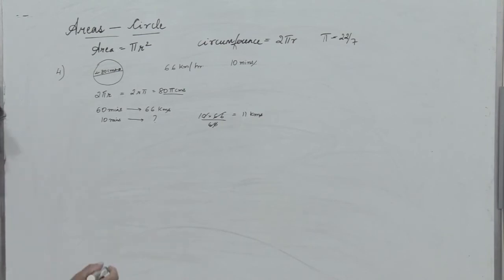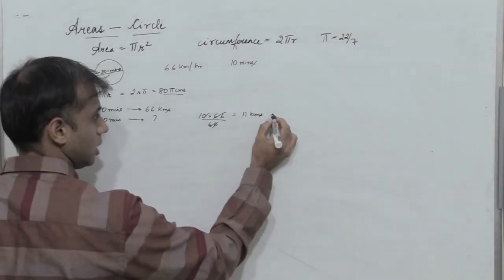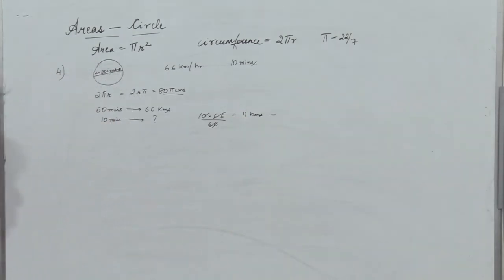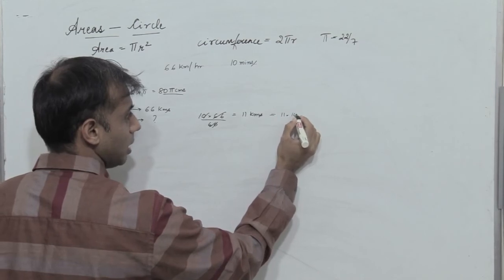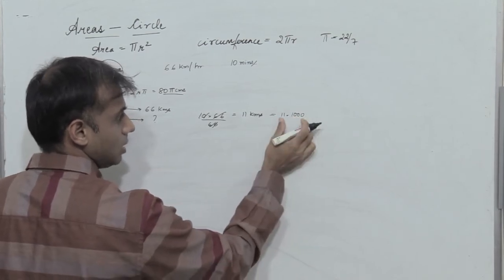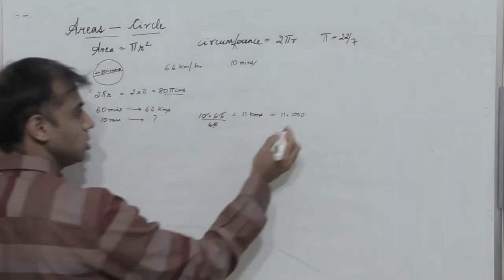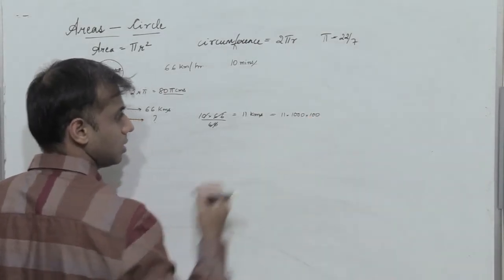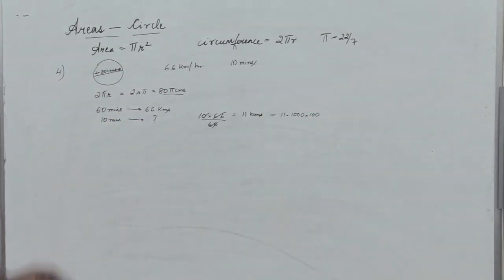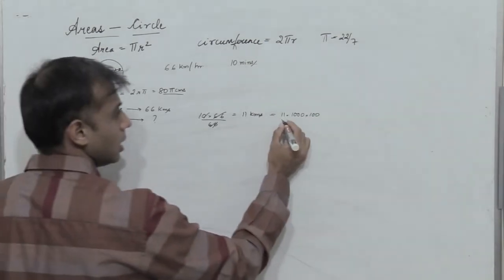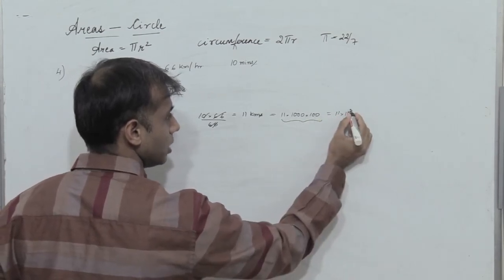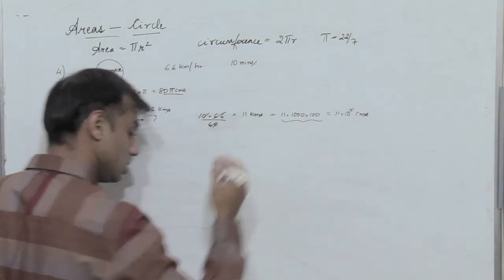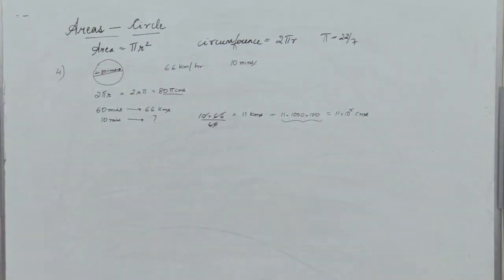Right? So now this 11 kilometers, we'll convert this to centimeters. So 11 into, if I multiply it by 1000, I get the distance in meters, and into 100, I get the distance in centimeters. Right? So the distance travelled by the wheel in 10 minutes would be 11 into, I have 5 zeros, so 10 power 5 centimeters. So this is the distance travelled by the wheel in 10 minutes.